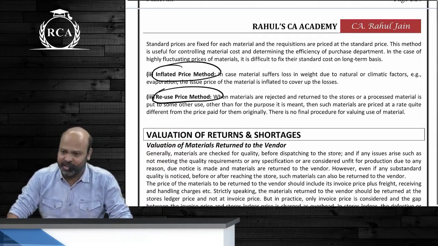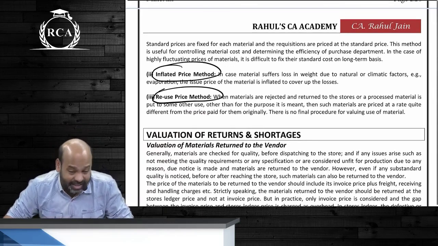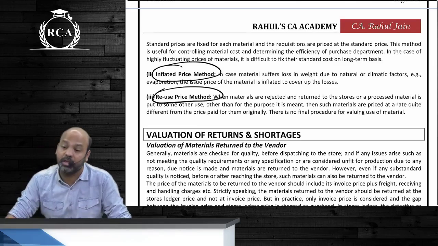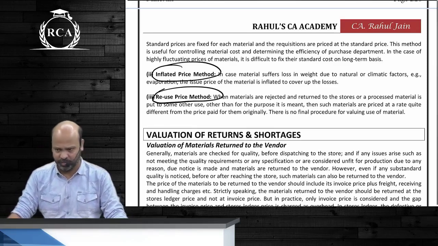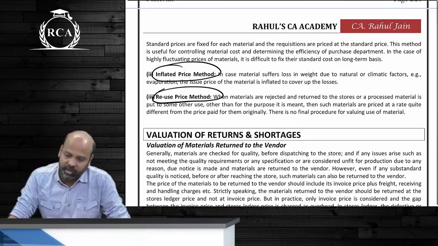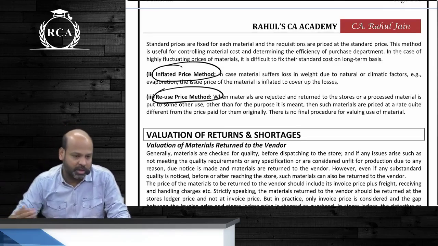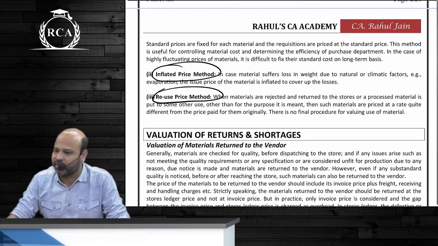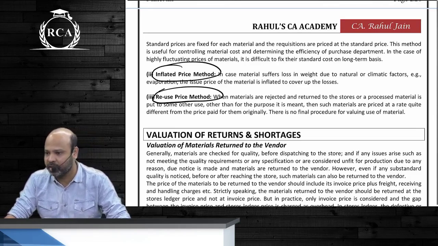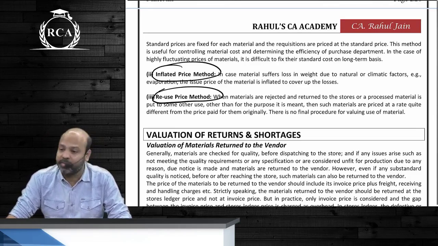Reuse price method, guys. If a material is rejected, it is of defective quality, so there is no point in considering the original cost of that raw material, because you know that you will not be fetching that original cost anyway. That is why you use a price adjusted downward, better than the prices you normally use for rejected materials. That is the reuse price method.